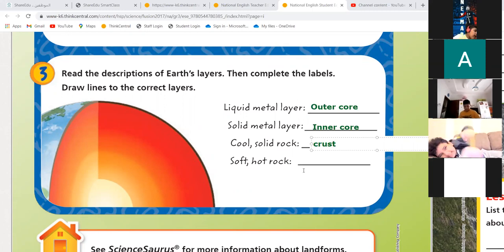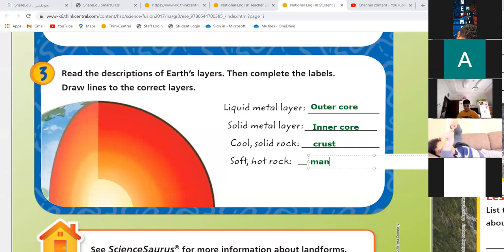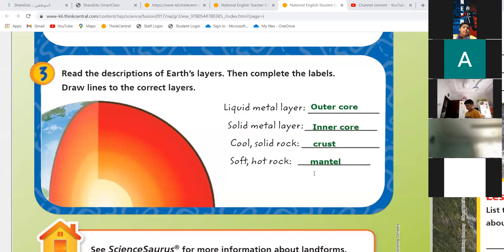Very good. So, boys, what is the soft, hot rock? It is so easy. The mantle. Excellent. The mantle. Okay, boys. If you finish writing this one, let's go to the up.